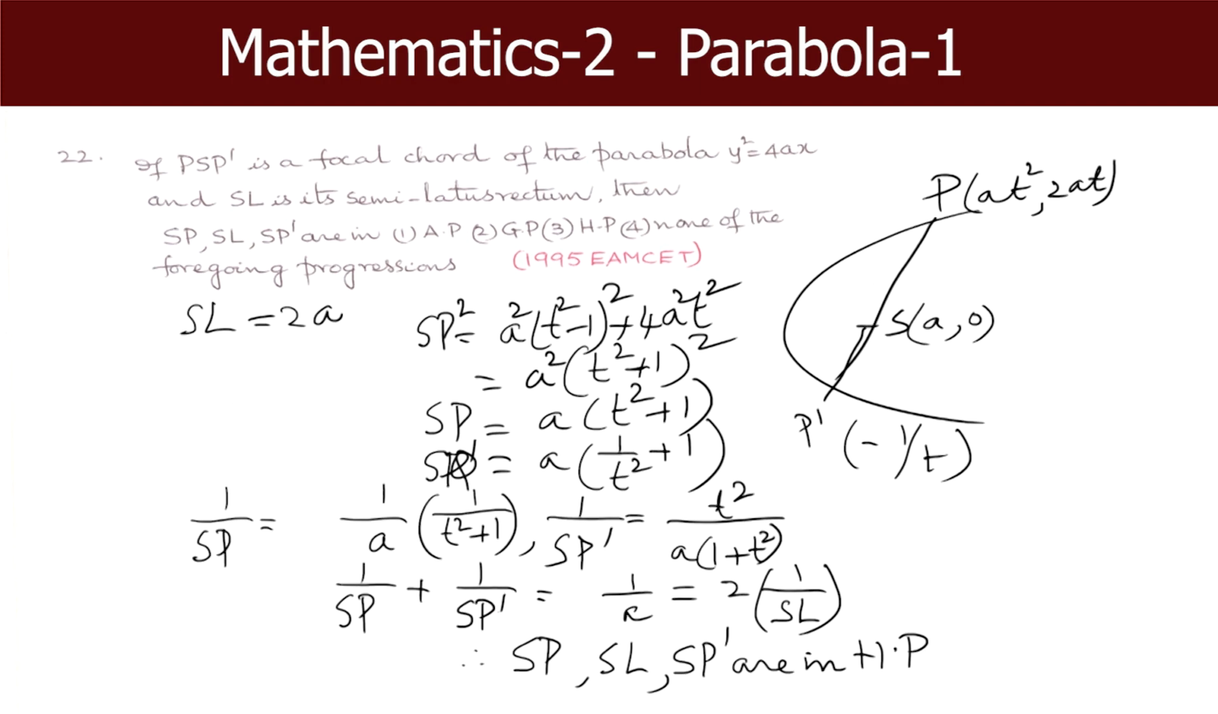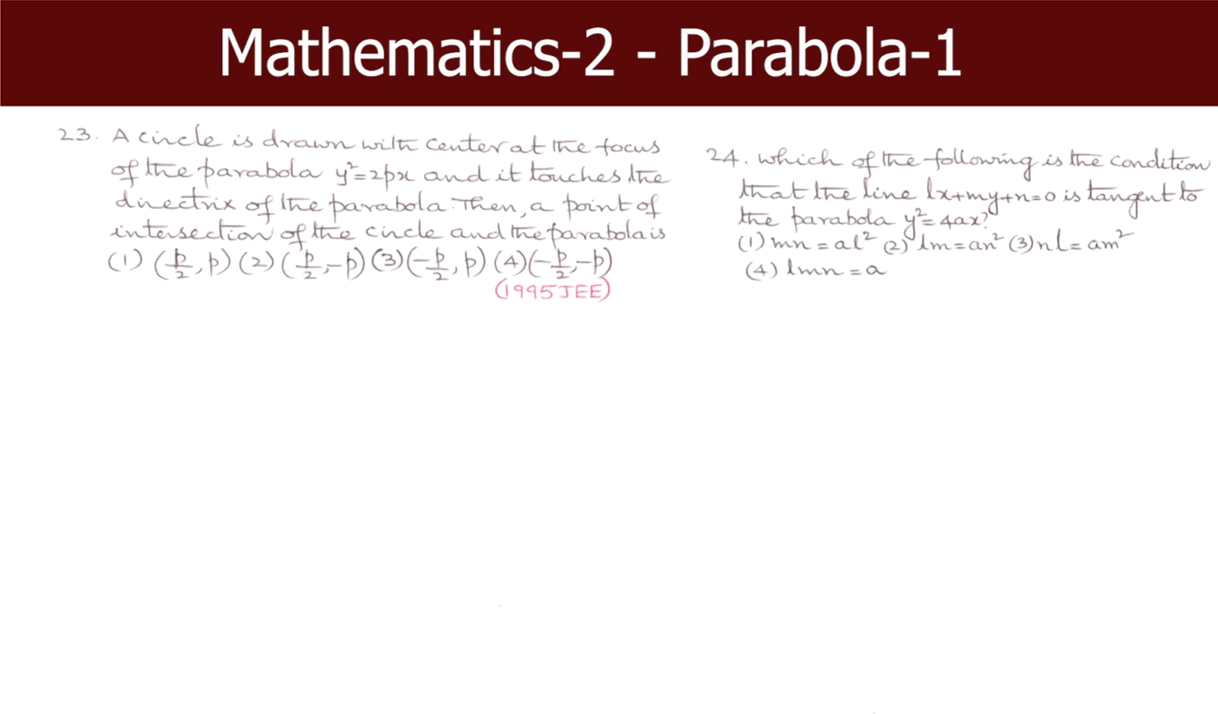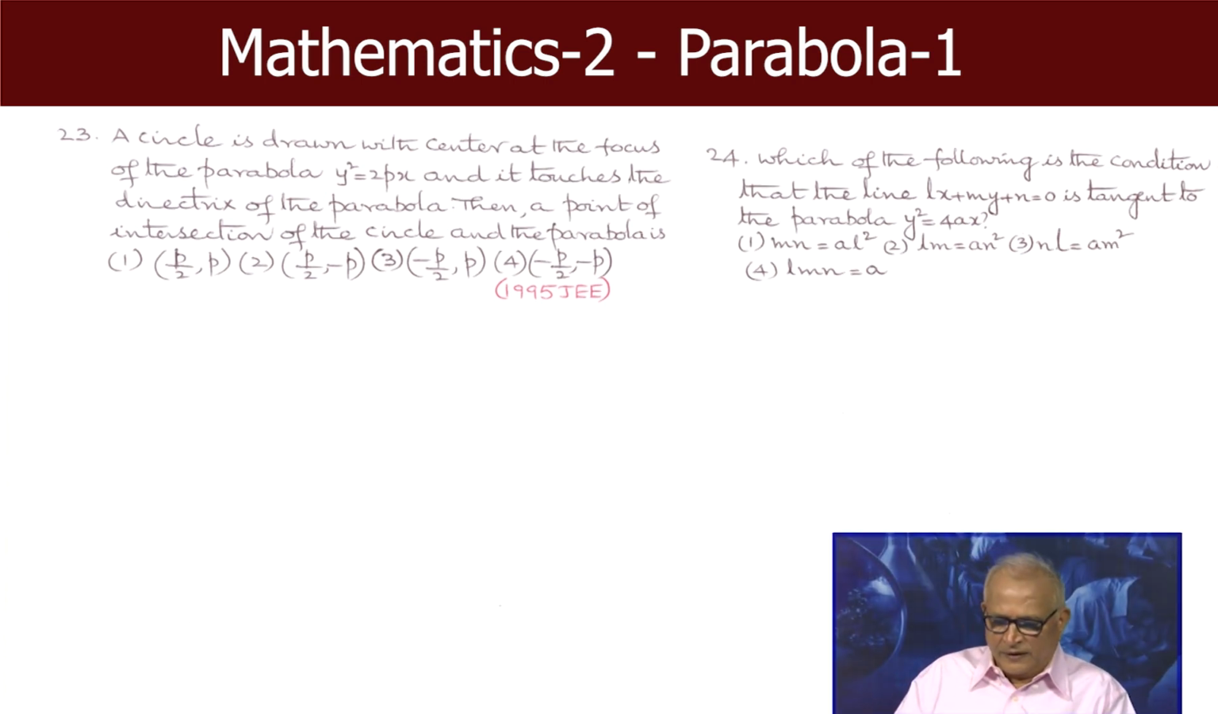Important question is the 95 EAPCET. Next, 23. A circle is drawn with center at the focus of the parabola y² = 2px and it touches the directrix of the parabola. Then a point of intersection of the circle and the parabola is... A circle is drawn with center at the focus of the parabola y² = 2px. It touches the directrix of the parabola.